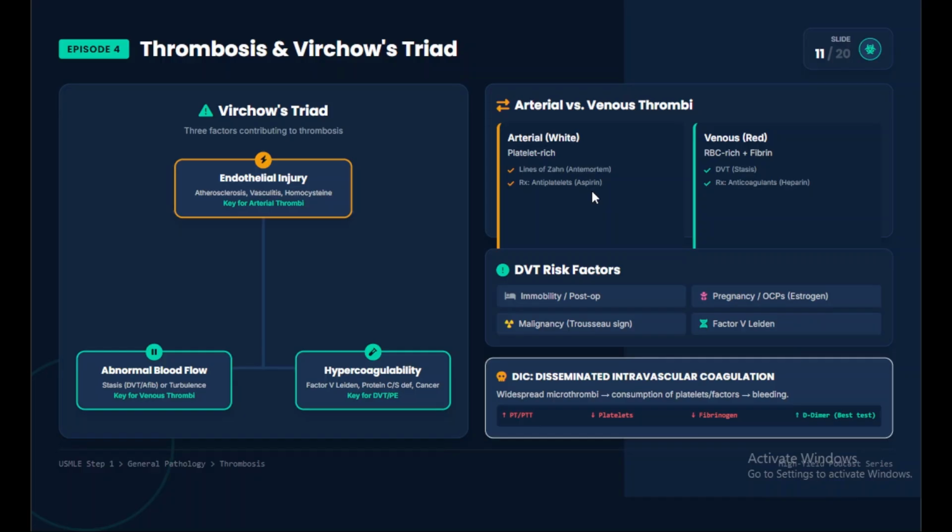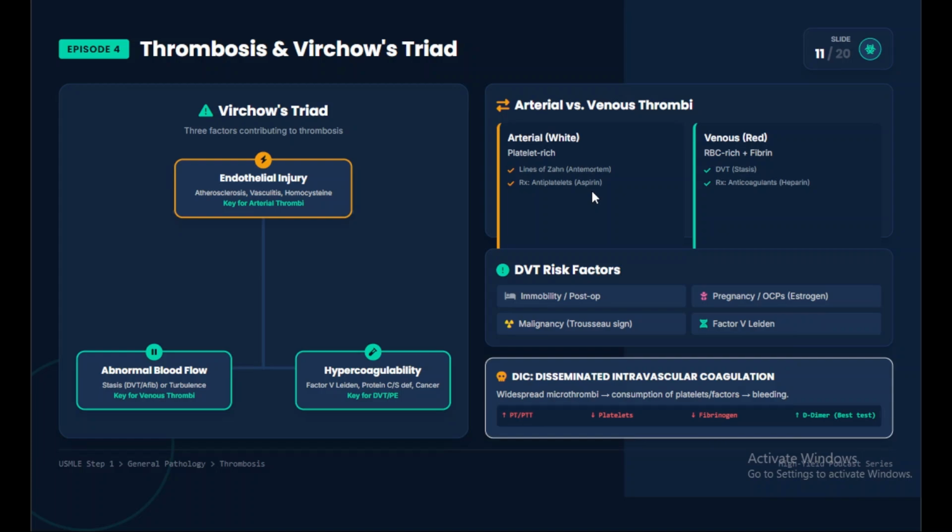Now, there is something called the DVT risk factor checklist, things that can lead to DVT. If the patient is immobile or post-op, I mean it simply means that the patient has just come from the operation, and of course he is immobile and resting on the bed for a few days. So if the patient is immobile and post-op, the patient is having stasis in the veins.